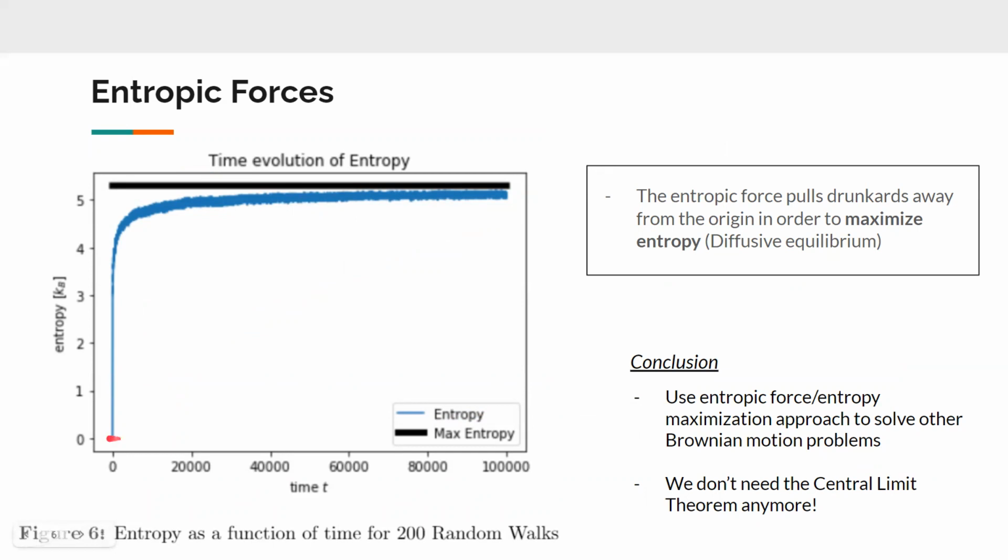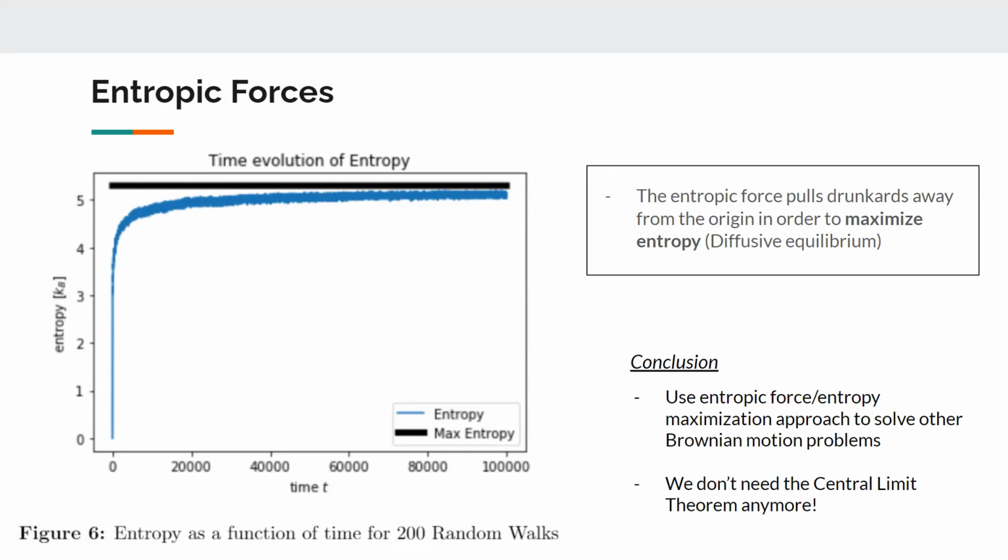And if we plot the time evolution of entropy, we see that we start from very low entropy because all the walkers are lined up at the origin. And then after a long time, everyone occupies their own state, and they reach this maximum. And so what this entropic force is trying to do is pull all of these walkers away from the origin such that we can maximize entropy, also known as reaching diffusive equilibrium.